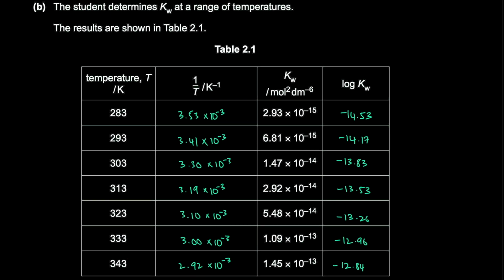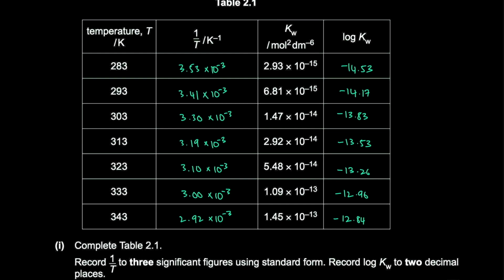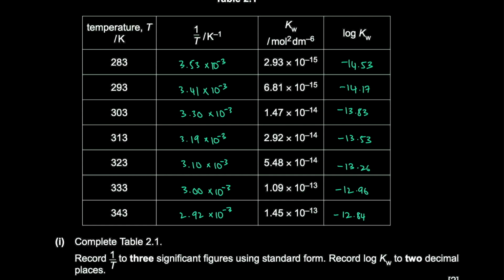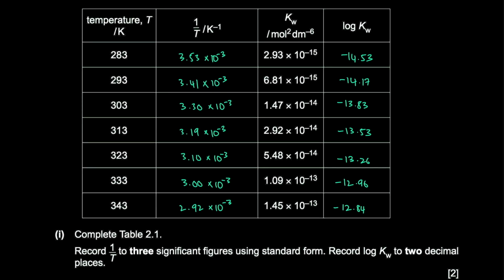The student determines Kw at a range of temperatures. The results are shown in table 2.1. We want to complete table 2.1. We want to record 1 over T to 3 significant figures using standard form. So that's what I've done here. I record in standard form to 3 significant figures.